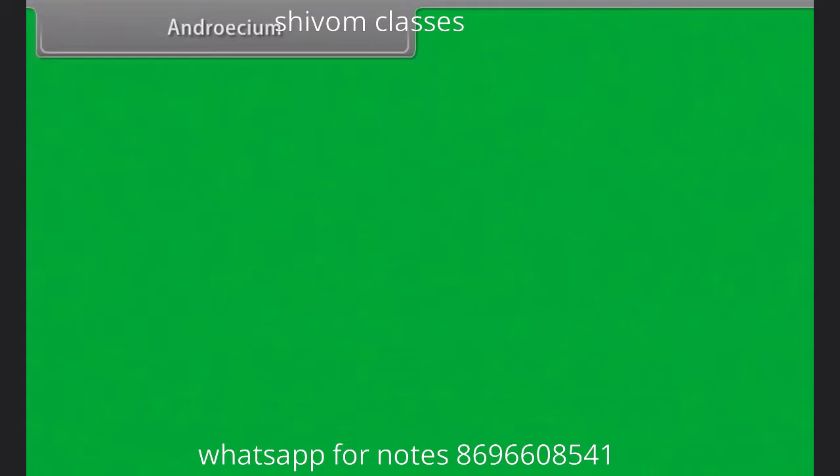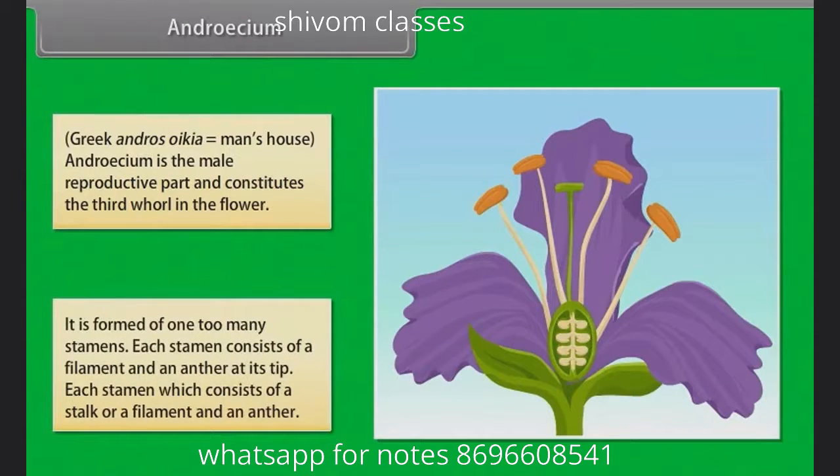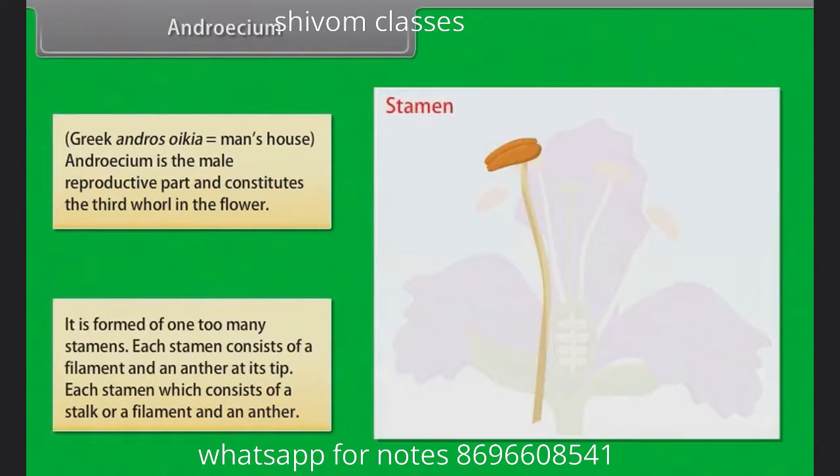Androecium. Androecium is the male reproductive part and constitutes the 3rd whorl in the flower. It is formed of 1 to many stamens. Each stamen consists of a filament and an anther at its tip.